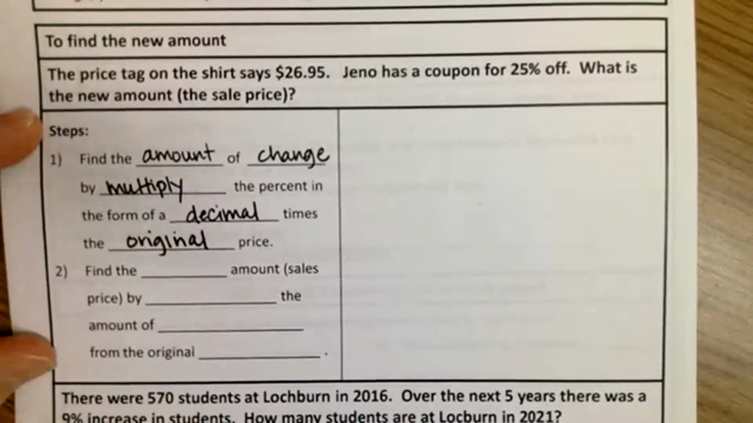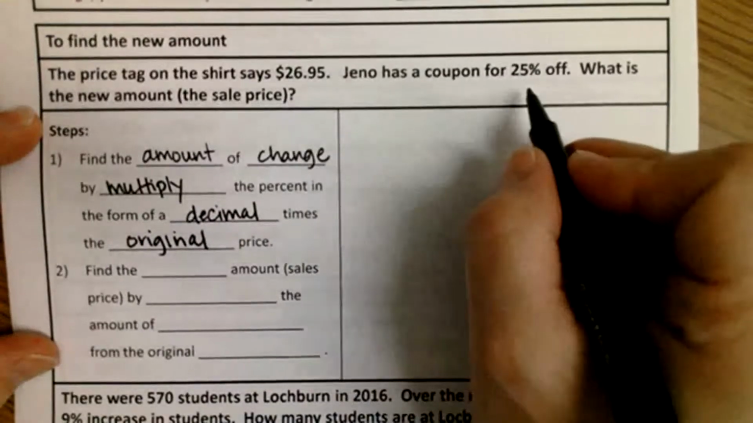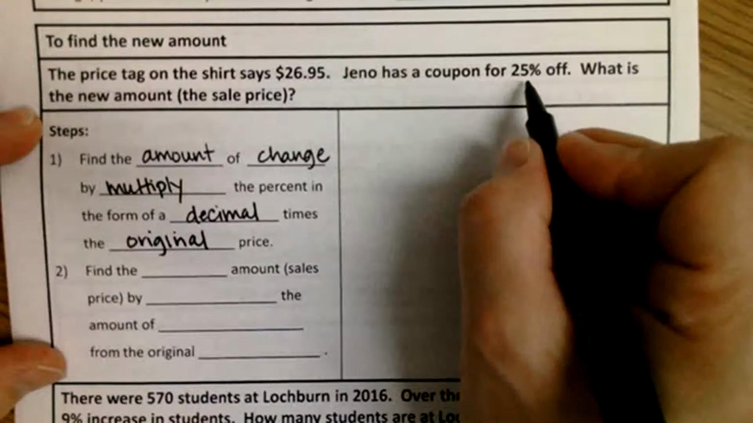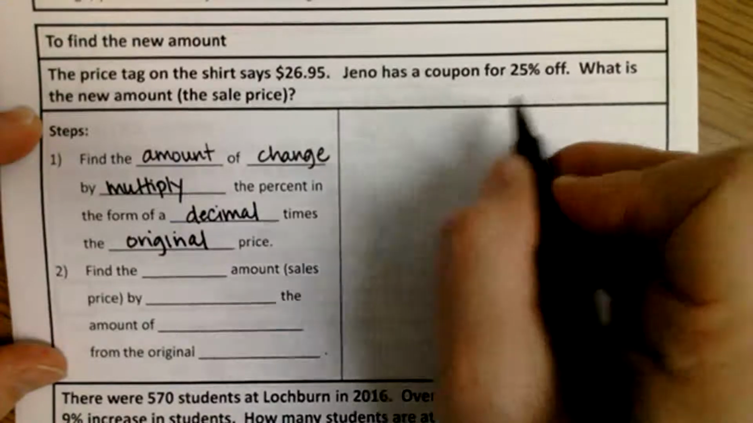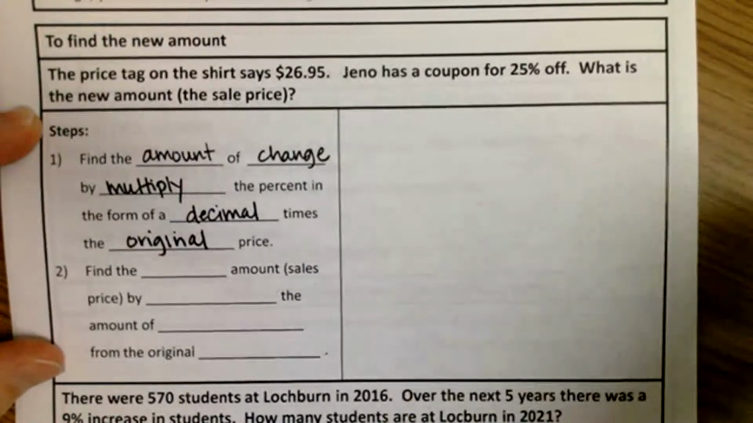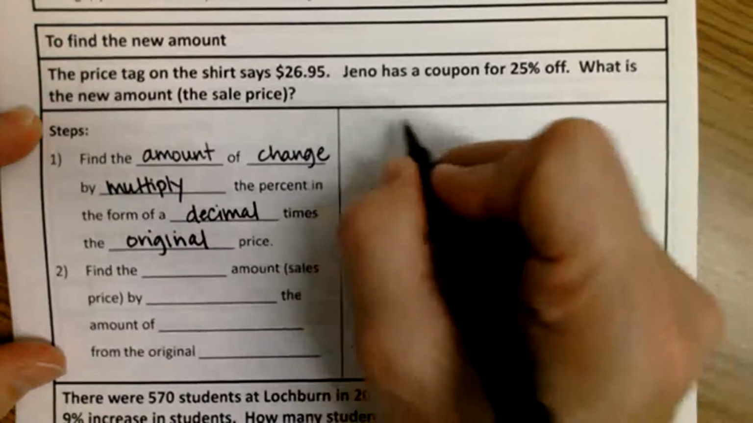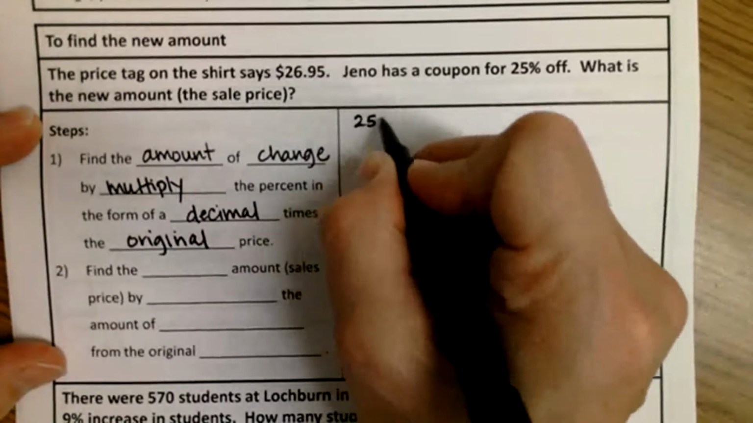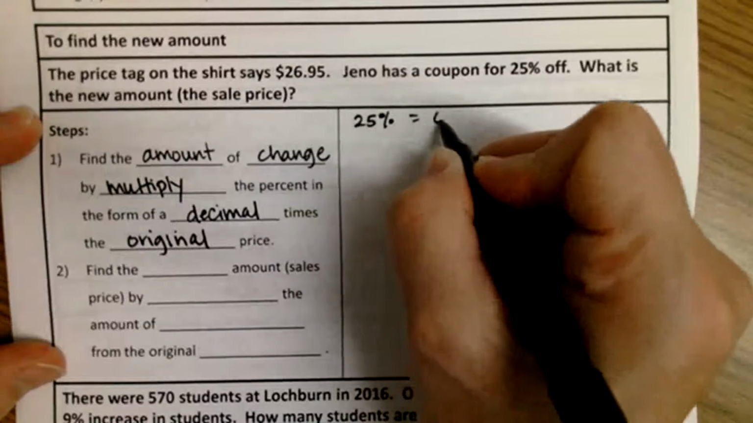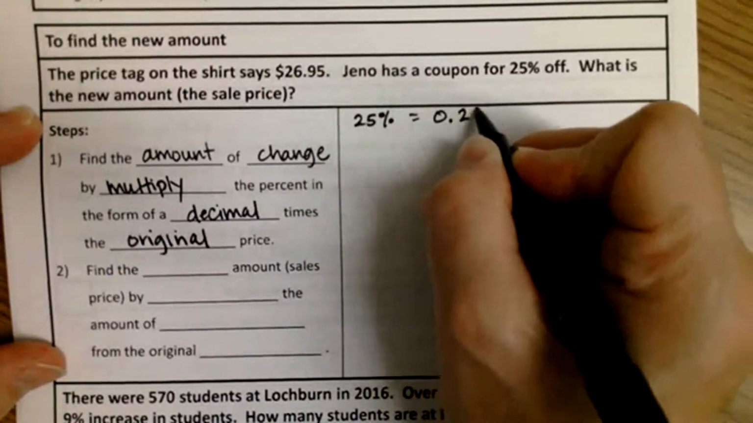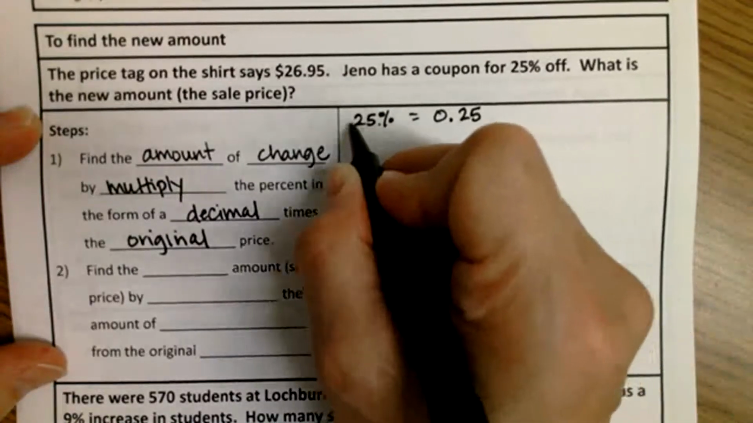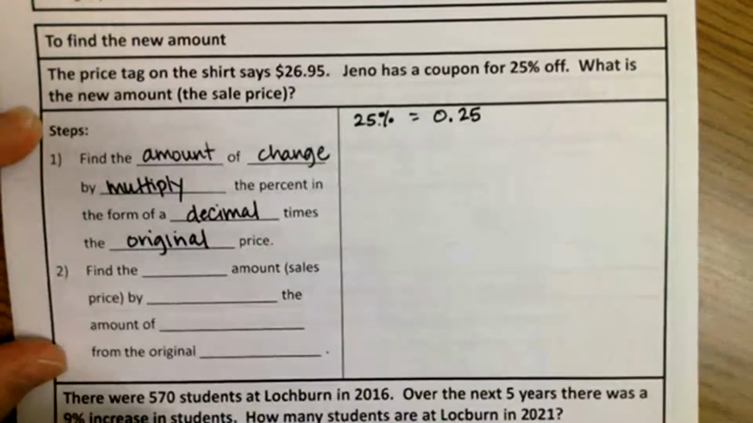Okay, let's do that. Step number one, we take the percent and we put it in the form of a decimal. So to do that, we're going to move the decimal over to the left 2 places. So 25% as a decimal is 0.25. We move the decimal over 2 places and put it in front of the 2.